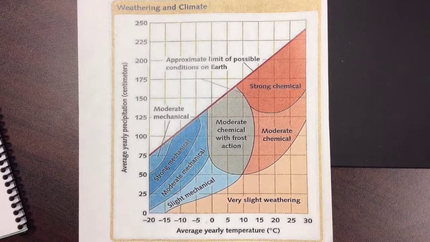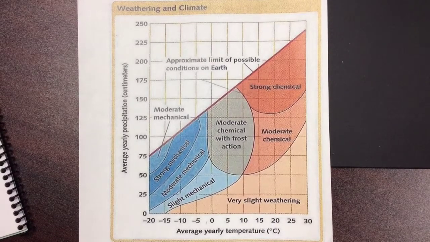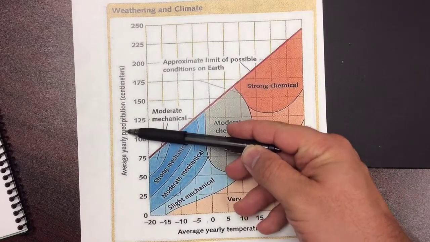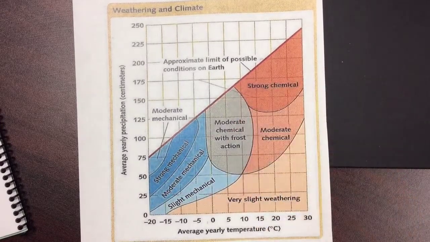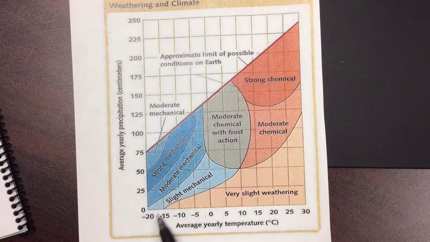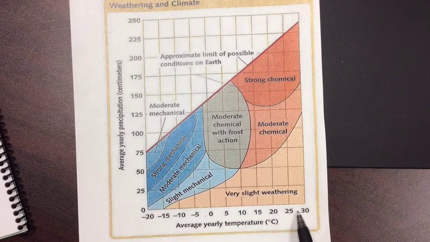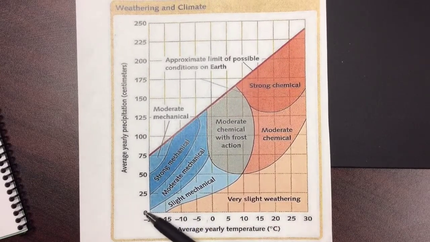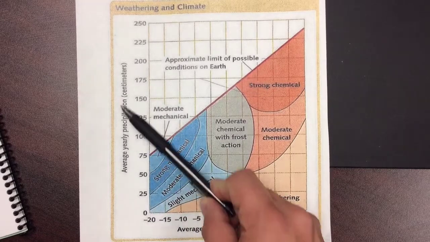Okay, for this quick review, I just wanted to go over the weathering and climate chart that we've had in this unit. Here you'll see we have the average yearly precipitation on this axis. On the bottom axis, we have the average yearly temperature in Celsius. So basically, if it's negative 20 over here, as you get warmer, weathering is going to increase, and that's going to be for both chemical and mechanical. As yearly precipitation increases, basically you're going to get an increase in weathering.